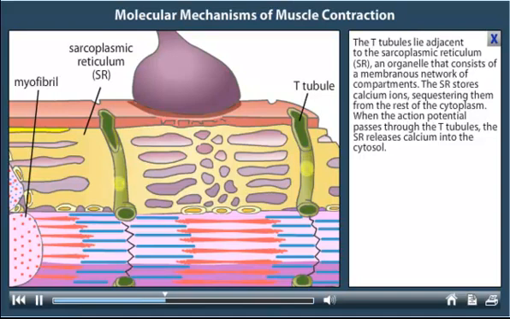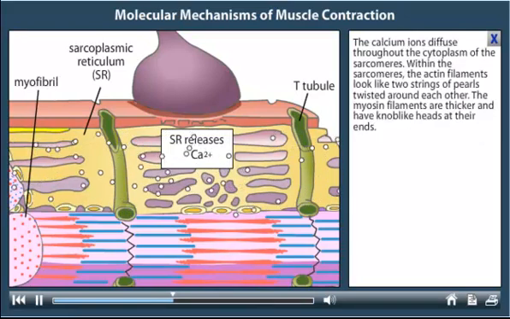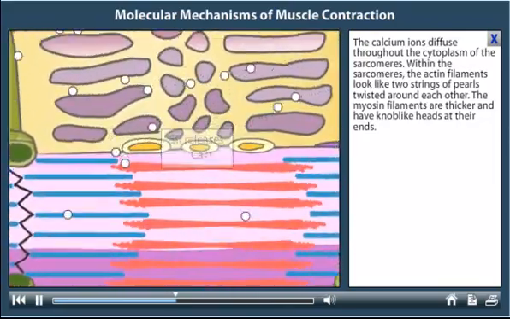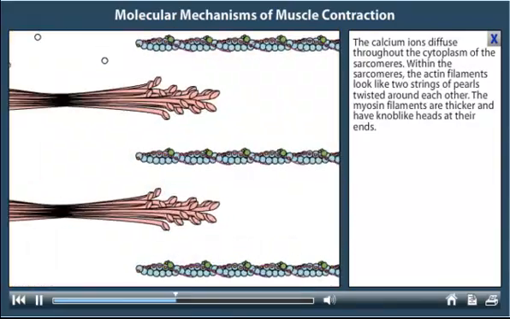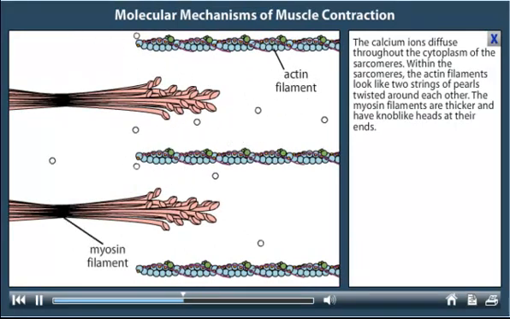When the action potential passes through the T-tubules, the sarcoplasmic reticulum releases calcium into the cytosol. The calcium ions diffuse throughout the cytoplasm of the sarcomeres. Within the sarcomeres, the actin filaments look like two strings of pearls twisted around each other. The myosin filaments are thicker and have knob-like heads at their ends.